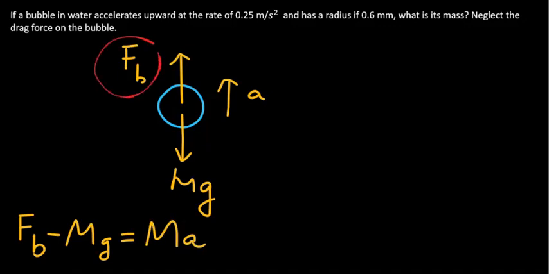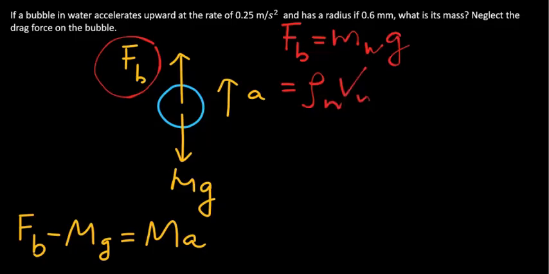How do we determine the buoyant force on this bubble? Well, we use Archimedes' principle for that. The buoyant force in this case equals the weight of the water displaced by the bubble. So the weight of the water displaced equals the mass of the water displaced times gravitational acceleration. The mass of the water displaced equals the density of water times the volume of the water displaced, times gravitational acceleration. Now, the density of water is 1000 kg per cubic meter. Volume of water displaced equals the volume of the bubble itself, times g, which is 9.81.